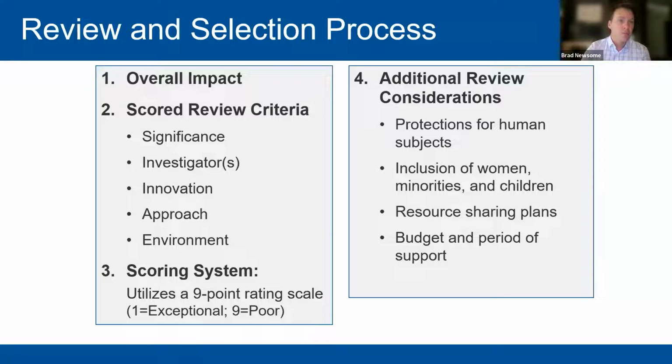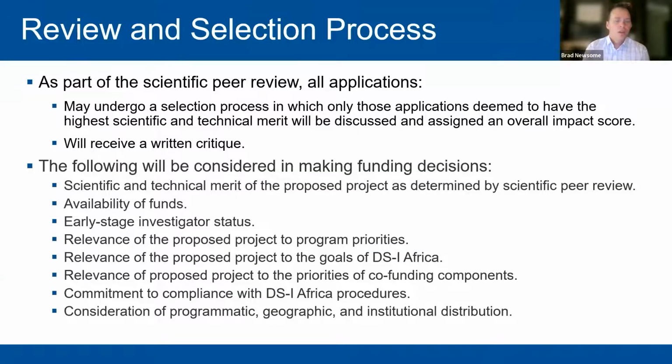But it's important to remember the differences between this and the research hubs, as well as the differences within the UE5s. Our selection process, again, we are prioritizing some level of early stage investigators and how it builds out the current DSI Africa consortium. But as a part of the scientific peer review, all applications will undergo a selection process in which only those applications deemed to have the highest scientific and technical merit will be discussed and assigned an overall impact score. Everyone will receive a written critique regardless of the impact score that you receive.